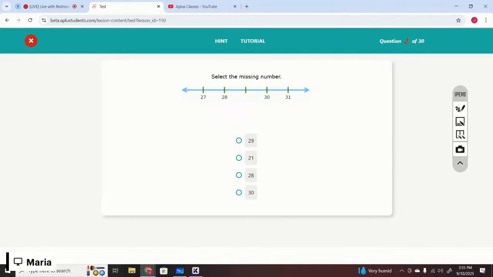Select the missing number. So the missing number is 27, 28. The next one is 29. Option number 1 is the correct option.